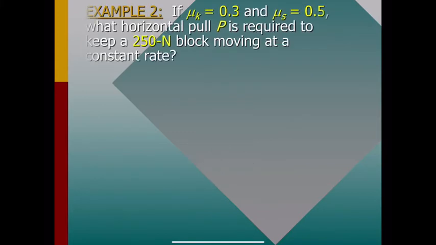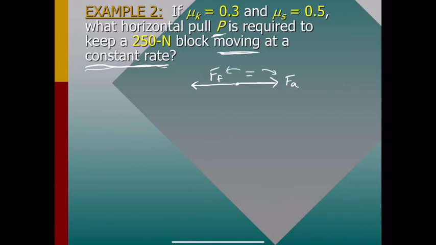Example number 2. Same scenario, same values, but the question this time is what pull or applied force is required to keep the block moving. It is already moving at a constant rate. So again, all we're trying to do is find the horizontal force. If an object is moving at a constant rate, then all I have to do is balance the applied force with the friction force. Those two have to be equal to each other.